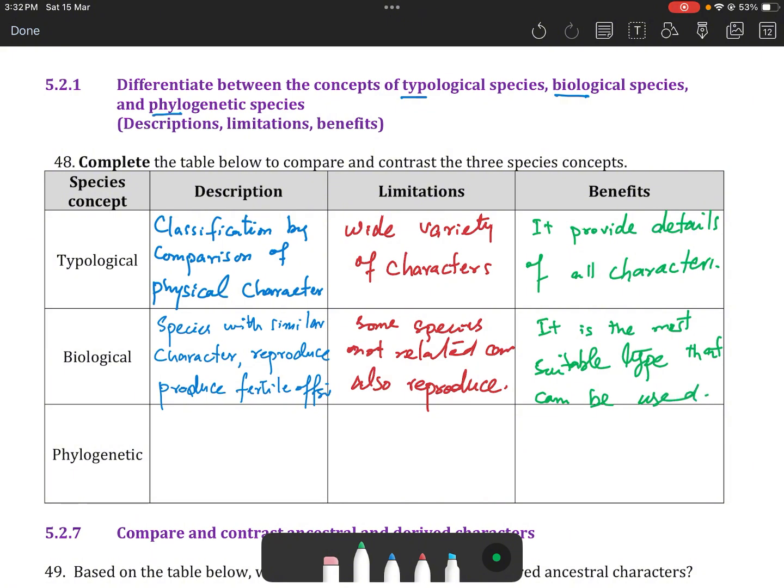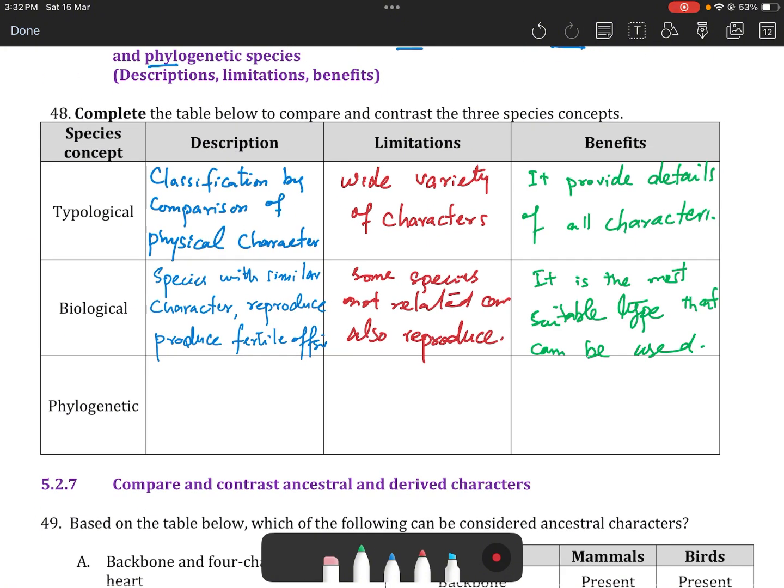Now, the last one, phylogenetic. We know the meaning of the phylogenetic. It's based on the common ancestors. So this is classification of species based on common ancestors or evolutionary history.